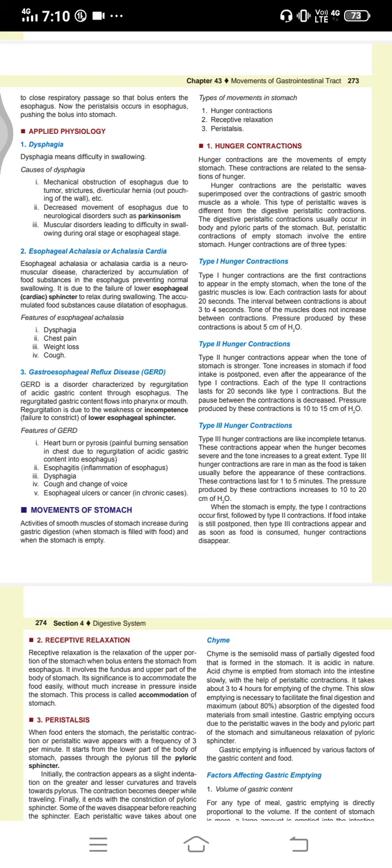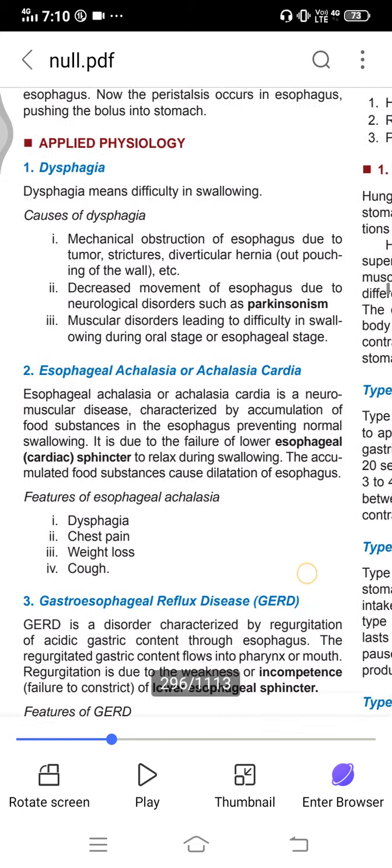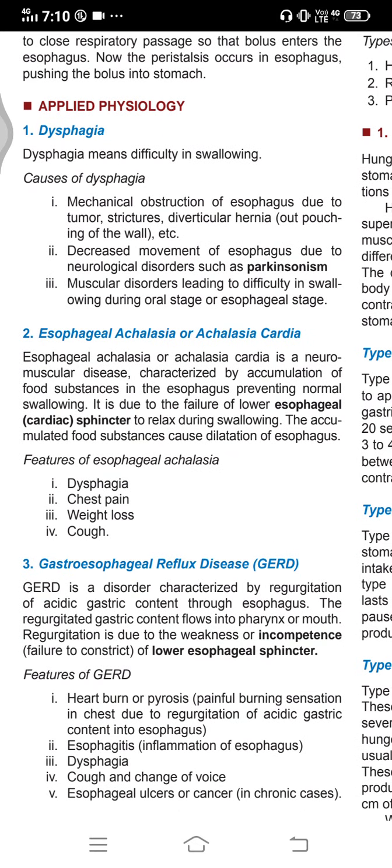When it comes to applied physiology, first one is dysphagia, that is difficulty in swallowing. Causes of dysphagia are mechanical obstruction of the esophagus due to tumors, strictures, diverticular hernia, that is outpushing of the walls, etc. Then decreased movement of esophagus due to neurological disorders such as Parkinsonism. Muscular disorder leading to difficulty in swallowing during oral stage or esophageal stage.